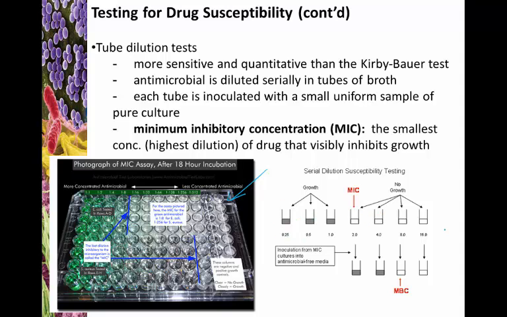So we would set up several tubes, put the same amount of bacteria in each tube. You would obviously leave one tube with no drug and one tube with no bacteria, just to use as your positive and negative controls. And then put varying amounts of drug into each tube. Incubate them and go back and look for growth, basically cloudiness of the tube.